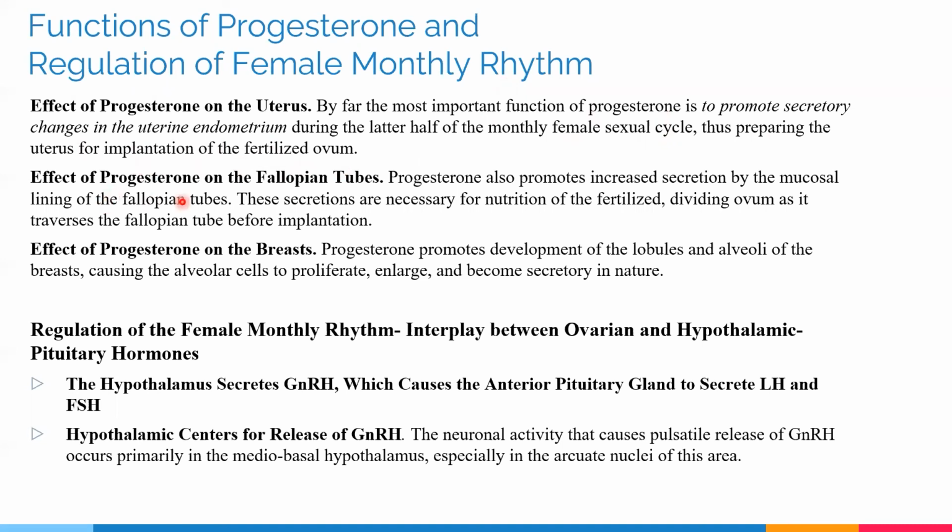Effect of progesterone on fallopian tubes. Progesterone also promotes increased secretion by the mucosal lining of the fallopian tubes. These secretions are necessary for nutrition of the fertilized dividing ovum as it traverses the fallopian tube before implantation.